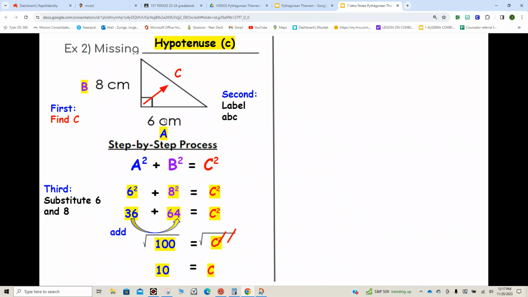And it makes sense. My smallest number is a, that's 6. And then it's 8, my b, and then c is the biggest, 10. And it makes sense. Okay?